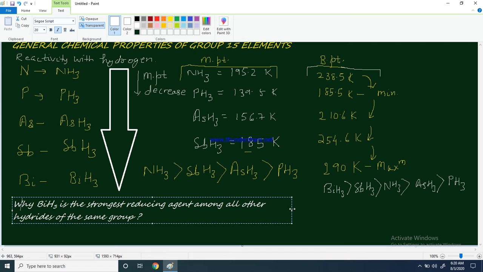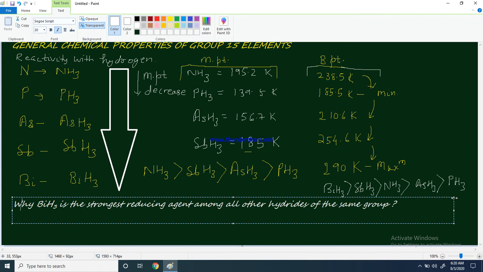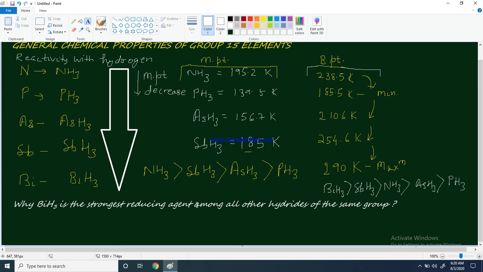Then we have to think along the line of the question, what explanation we can find to relate the fact which is given in the question. A reducing agent would be a compound which can give out hydrogen atom very easily. Now, which molecule can give out hydrogen atom very easily? The molecule in which the bond between the metal and the hydrogen is weaker.